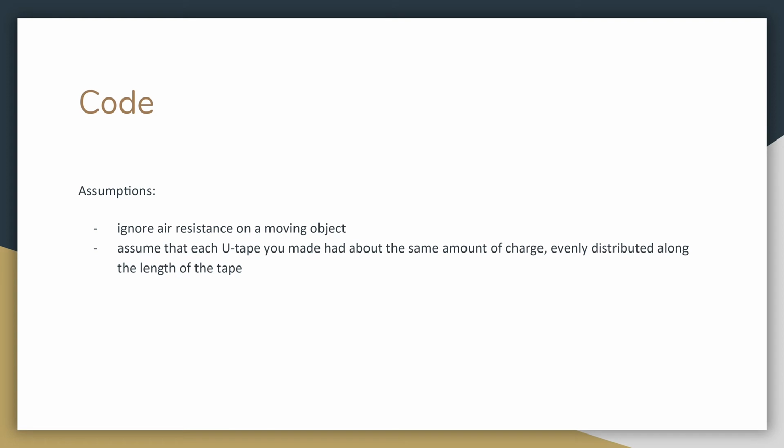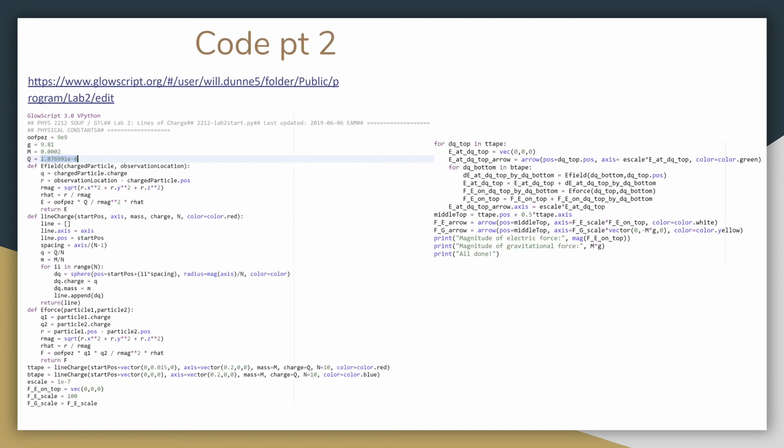So for the code, assumptions made were ignoring the air resistance on a moving object and assuming that each tape made had about the same amount of charge evenly distributed along the length of the tape. My code is below, along with a link to the code.